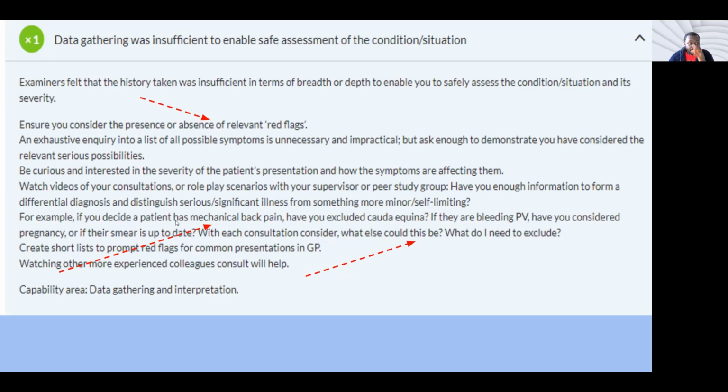See, for example, if you decide a patient has mechanical back pain, have you excluded cauda equina compression? If they are bleeding PV, have you considered pregnancy? Or have you considered if their smear is up to date? With each consultation, consider what else this would be. What do I need to exclude? You always need to check, what are you supposed to exclude? Red flags.